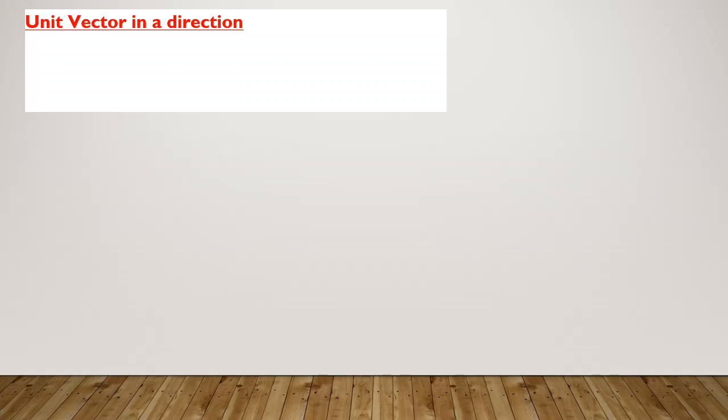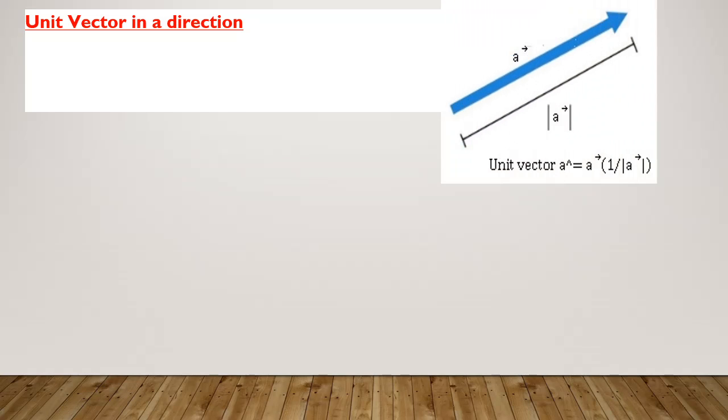Unit vector in a particular given direction. So dear students, let me take one example. Please have a look at the diagram. Here is the vector A. It goes in a particular direction, in this direction.